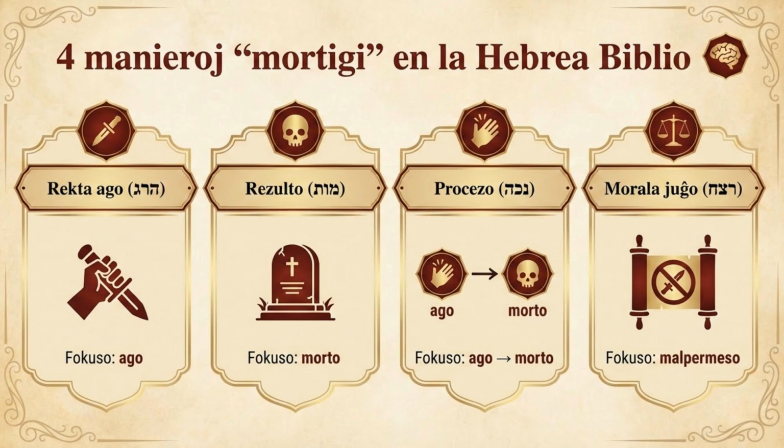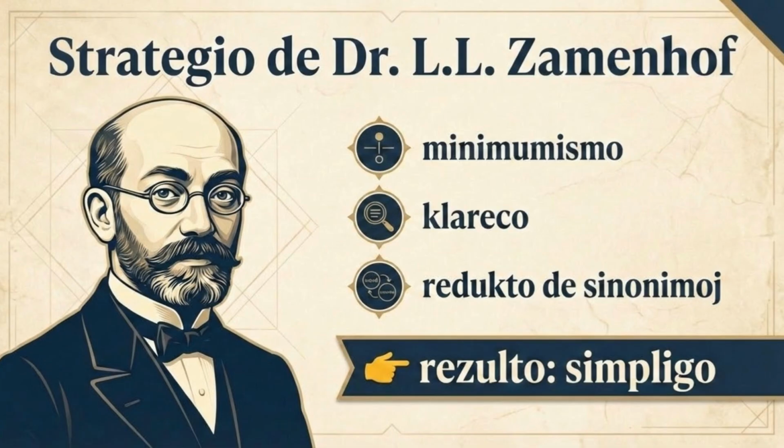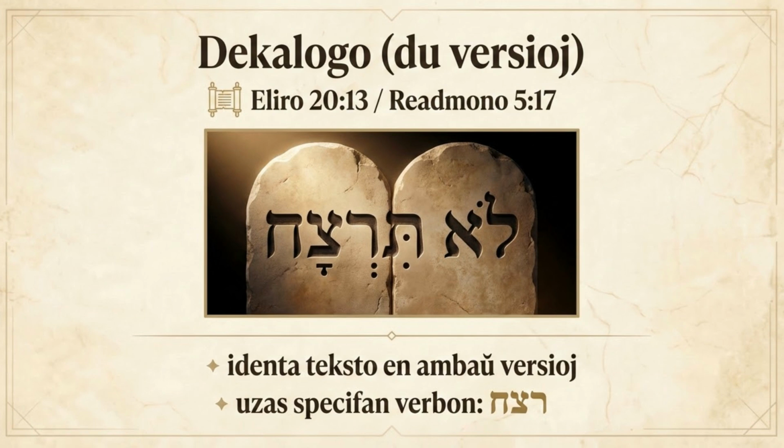Harag is a direct action, mut focuses on the result, death, naka on the process, and rasa on the moral wrong. Dr. L. Zamenhof, the creator of Esperanto, followed a strategy of minimalism, clarity, and reduction of synonyms. The result was simplification. In the Esperanto translation of the Decalogue, Zamenhof used the single verb mortigi for to kill and murdi for to murder.